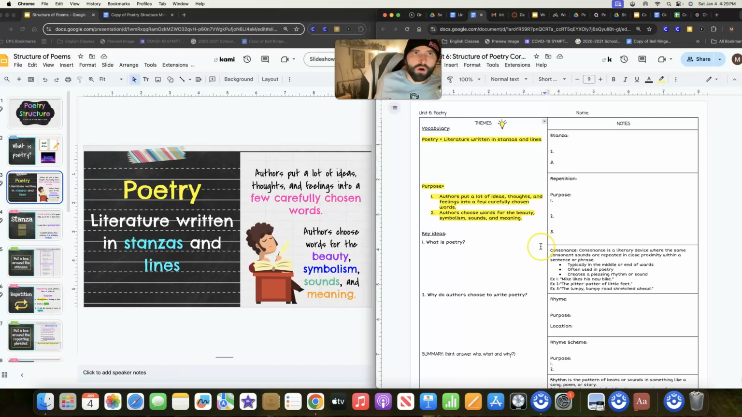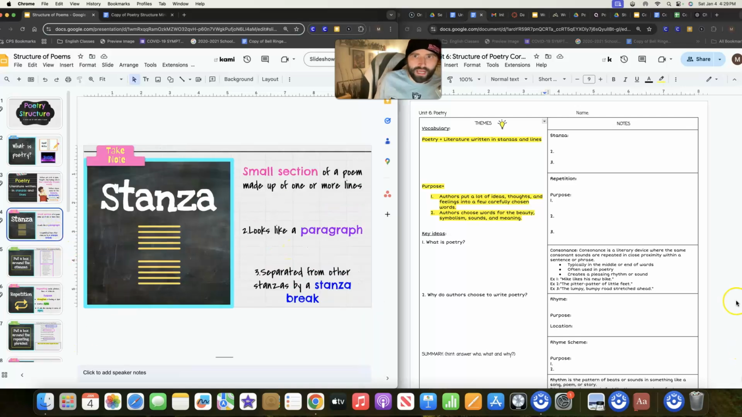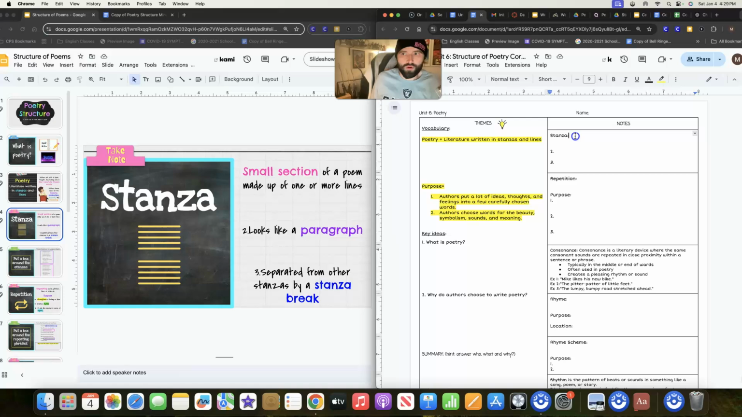And so poetry is a lot shorter than normal prose, more musical than normal prose, but because of that, it adds so much more depth and so many more layers. But we're not going to get there right now. Right now, we're just going to break down the different parts of the structure of poetry. So the first thing here is stanzas. Not the most important, but it is important. It's a small section of a poem made up of one or more lines.